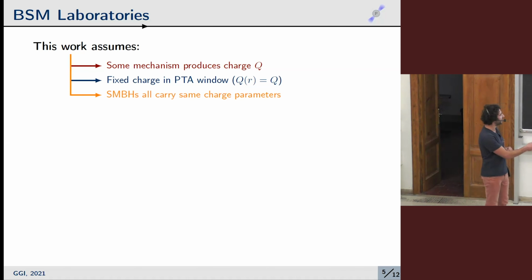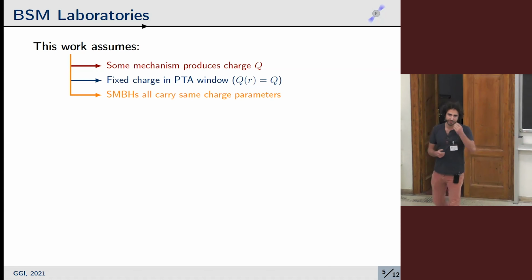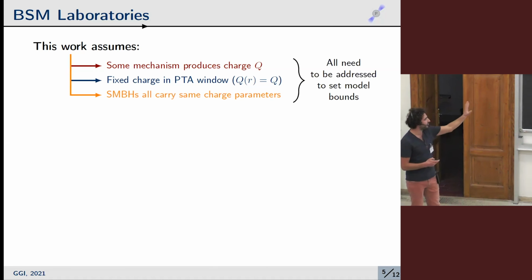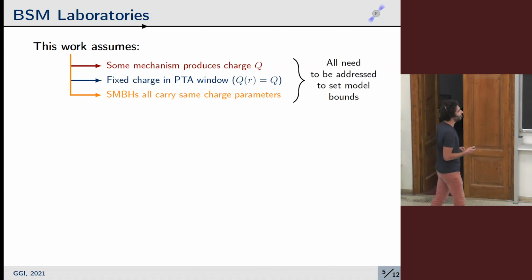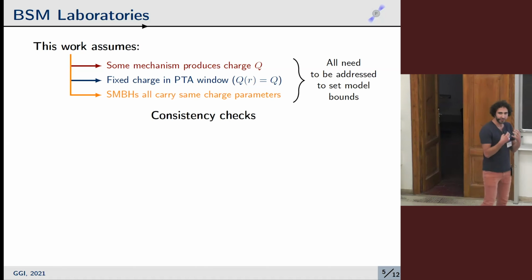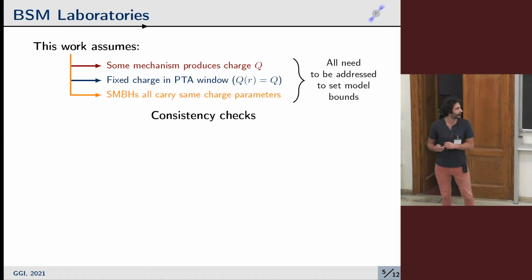And I'll talk about what that means in a moment. Again, just for simplifying my analysis. Now, this is just a very simple point. You'd have to really address these things to set constraints on models. But there's some sort of checks that you need to make anyways to make sure that you're doing things sensibly, that you're consistent inside your analysis.